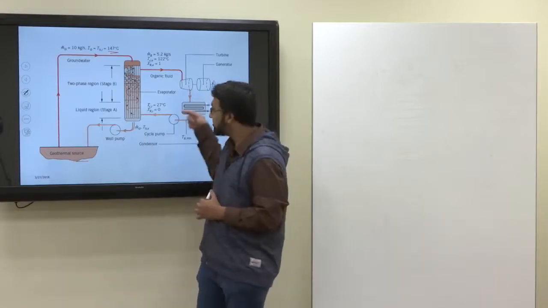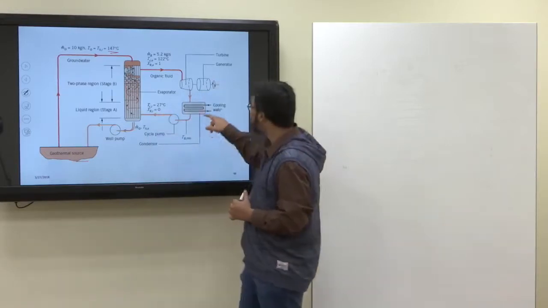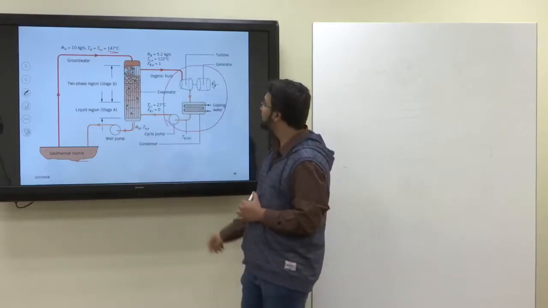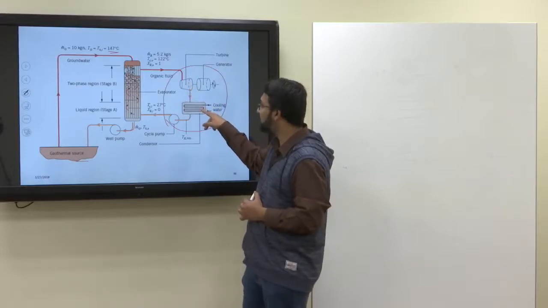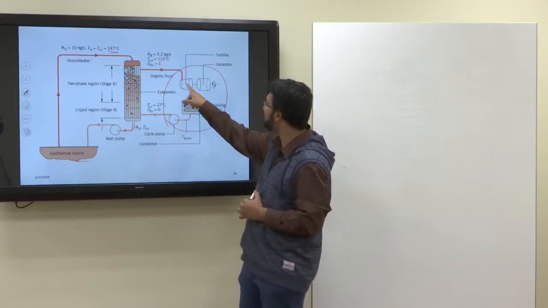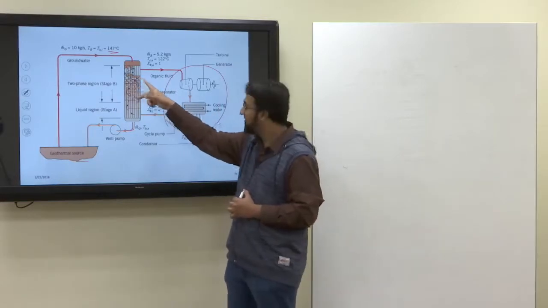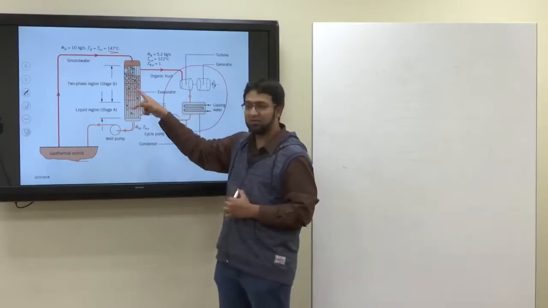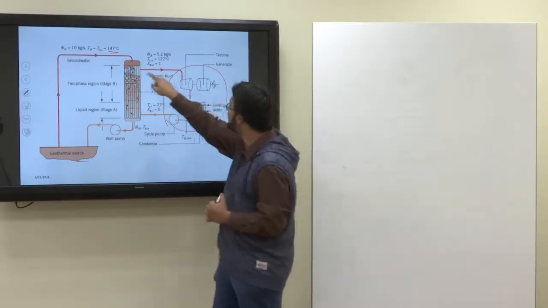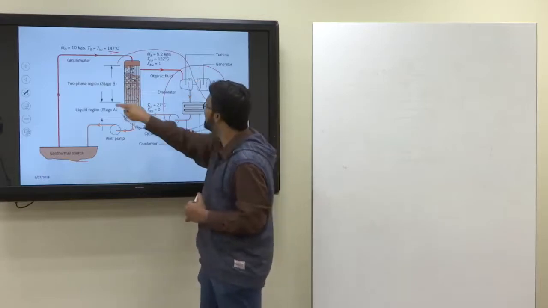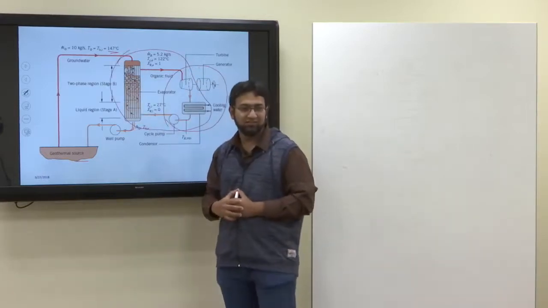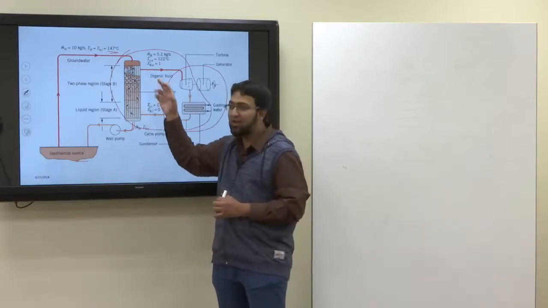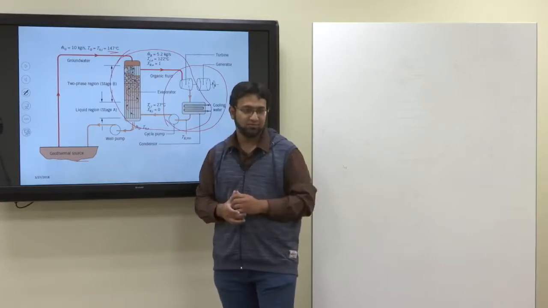On the shell side, now we have here the Rankine cycle. In the Rankine cycle you have the boiler, then the turbine, then the condenser, then the pump, then again the boiler. So this is your organic Rankine cycle. The difference is that here you don't have steam, you have the Rankine fluid, organic fluid.